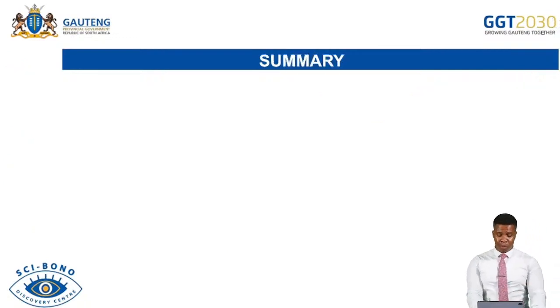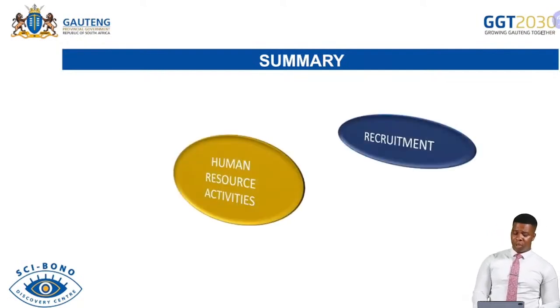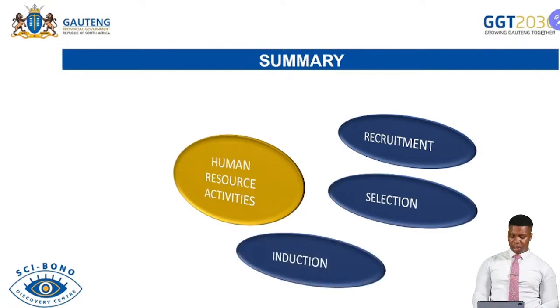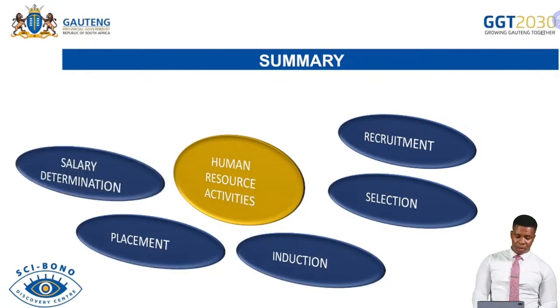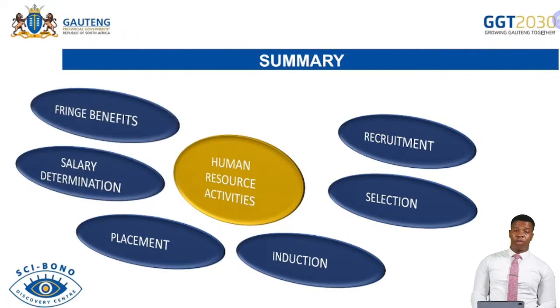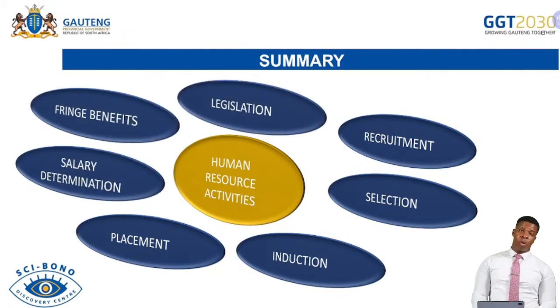Let us look into the aspects we dealt with. We looked into the human resource activities. The first one is recruitment. We looked into selection, induction. We also looked into placement. We looked into salary determination. We looked into fringe benefits. And we looked into legislation. So that is the end of our lesson.